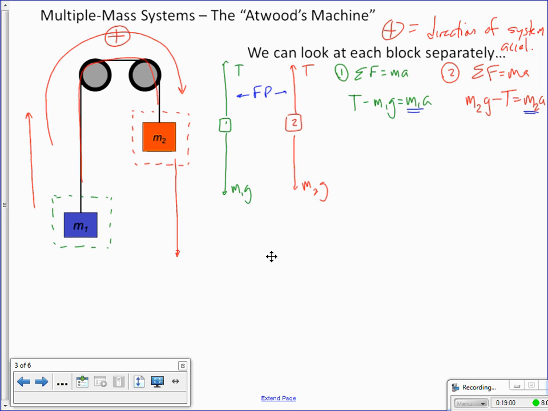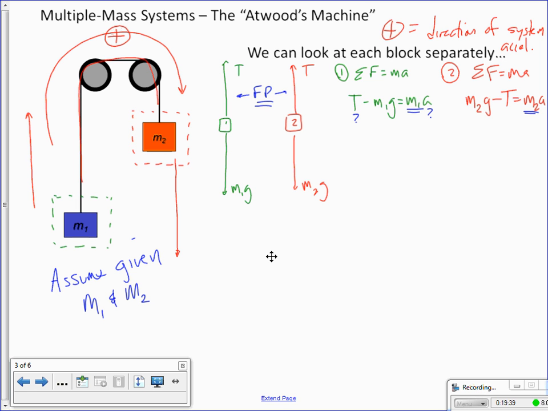Now, what we can do with these two statements is we don't know what that tension is, and we don't know what the acceleration is. Let's assume we're given M1 and M2. But we don't know what the tension is. We don't know what the acceleration is. But remember, this is an accelerating system. Both parts of the system have the same acceleration. And this is the same rope. These tensions are the same. That's a force pair, equal and opposite.